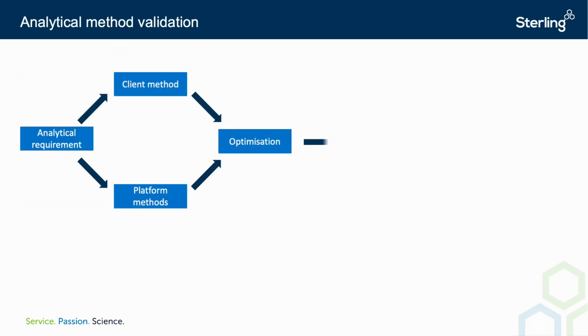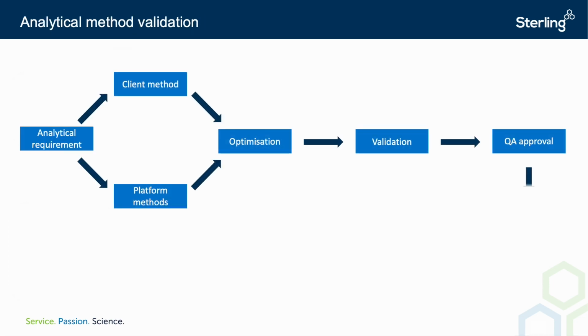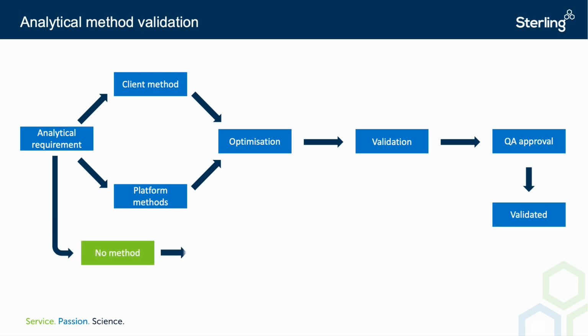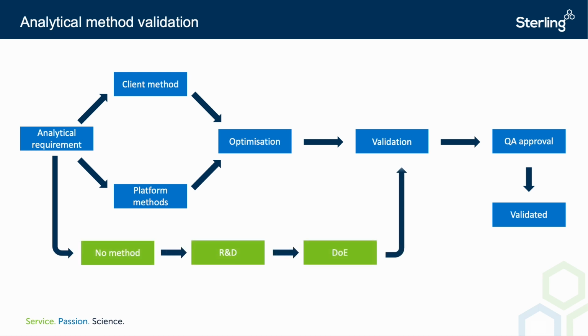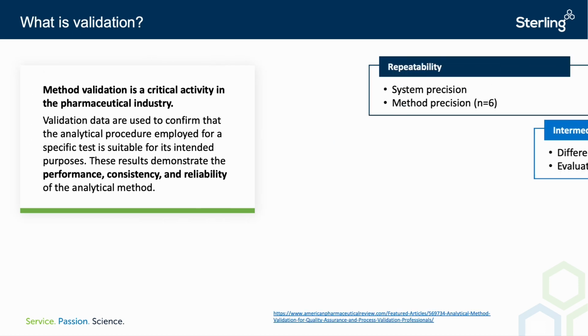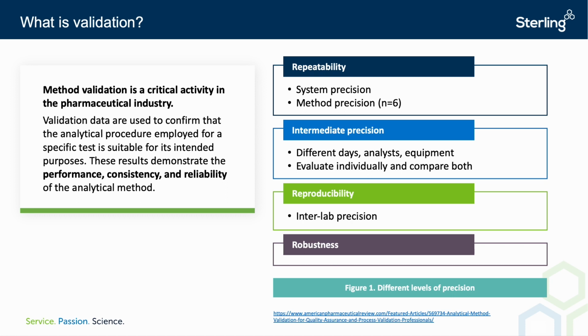Once the optimization of the method has been completed, we then move into validation of the method to gain QA approval to have a fully validated method for GMP testing. Method validation is a critical activity in the pharmaceutical industry. Validation data is used to confirm that the analytical procedure employed for the specific test is suitable for its intended purposes. These results demonstrate the performance, consistency, and reliability of the analytical method.